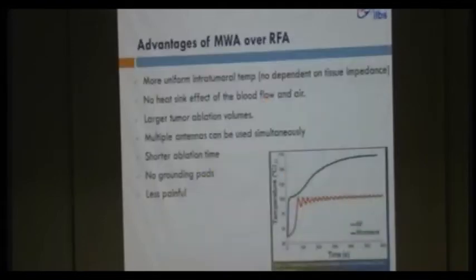So the advantages of microwave over RFA are more uniform intra-procedure tumor temperature, no heat sink effect because of adjacent vessels, the ability to ablate large tumor volumes, the ability to use multiple electrodes at the same time in the same procedure, short ablation time, no need for a grounding pad or risk of skin burns, and it is less painful as compared to RFA.